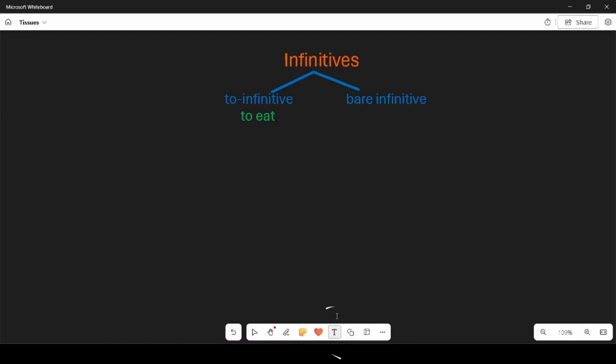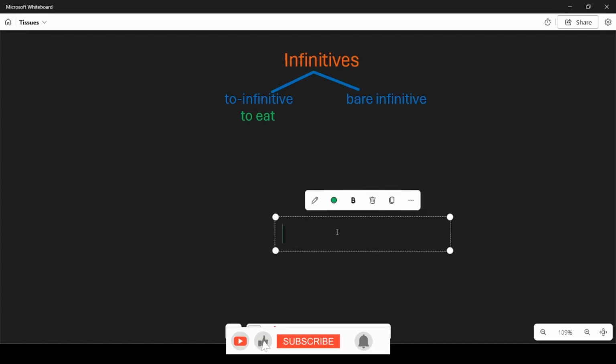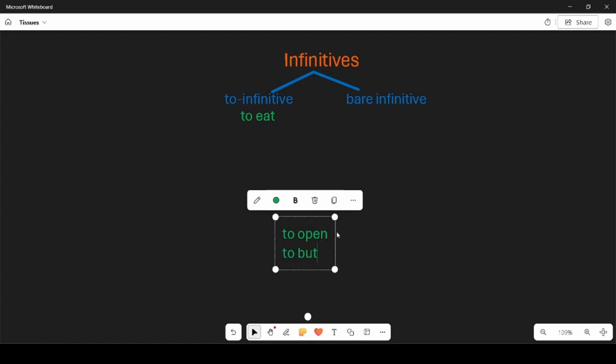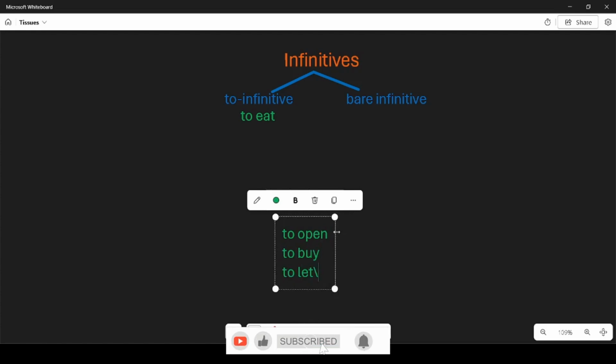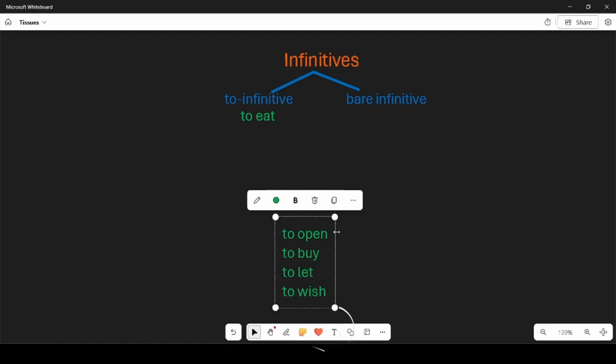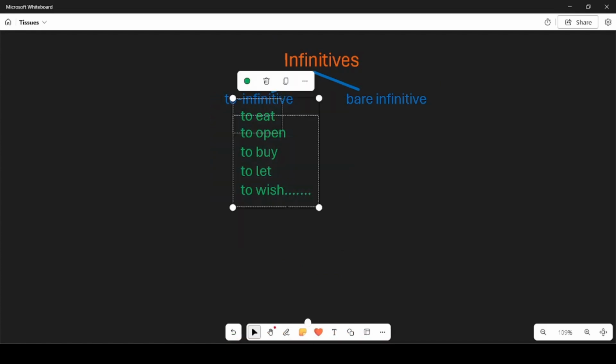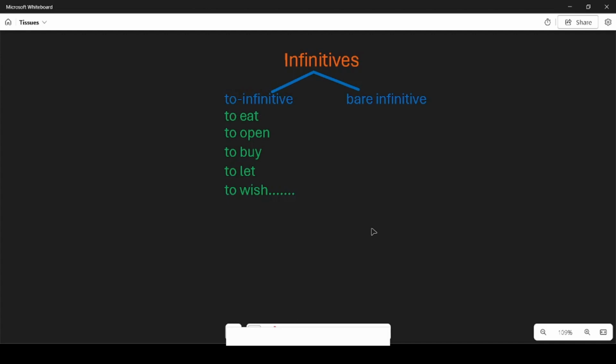Let's give some examples, shall we? We have to open, to buy, to let, to wish, and we have so many other ones. This is just a few examples of to infinitives, but we have a lot of other examples. Now let's move on to bare infinitives. Sometimes infinitives are used without to. When an infinitive hasn't got the preposition to before it, it's called a bare infinitive.